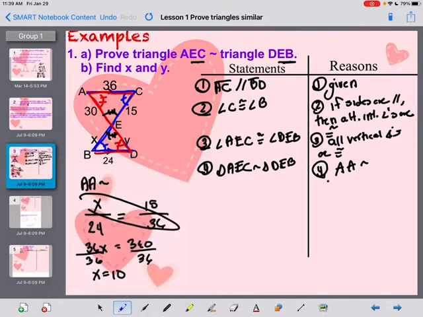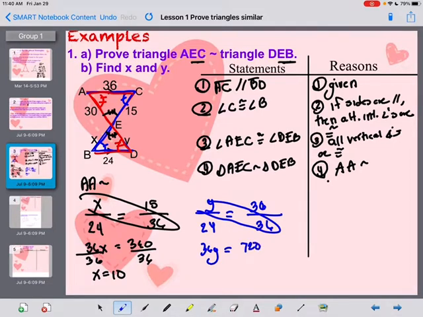Okay, let's do y now. So again, I'm going to do y over 24, keeping it in the same triangle. 36 goes with 24, and now 30 goes with y. Again, look at the lettering in the triangle to help you. Cross multiply again. 36y equals 720. Divide by 36. Y is 20. Cool. So again, once you know the triangles are similar, you can use it to set up proportions to find your missing sides if you know at least one side in each triangle. Actually, you need two sides in one and one in the other.